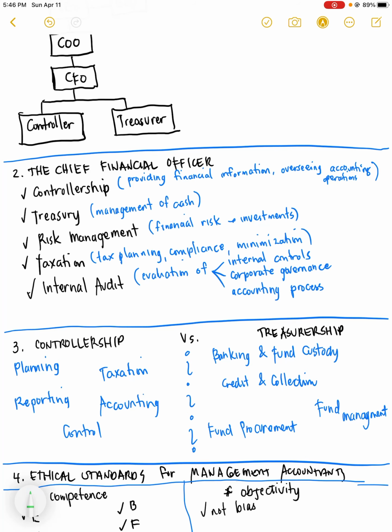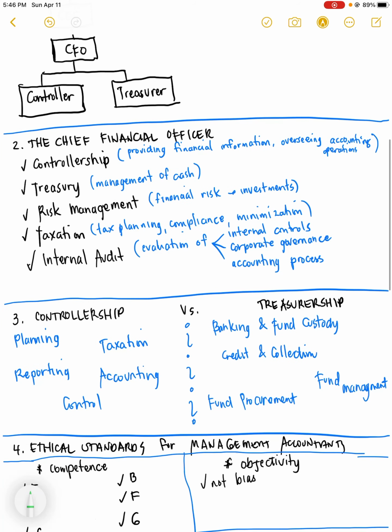Next topic is about the difference between controllership and treasurership. These are among the two main functions of a chief financial officer. In the case of companies na medyo malalaki, of course they can afford to have a CFO, they can afford to have a controller and treasurer. Okay, but what we will be talking about here is not the position itself, but the function of being the controller and being the treasurer. Because the title might be different, but we have to know what the functions of these two are.